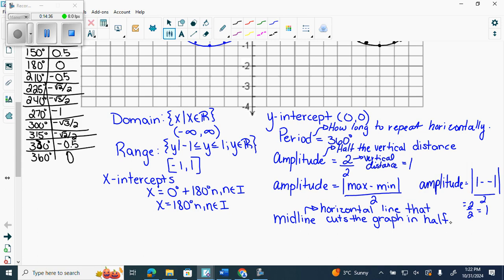X equals 0. So remember, during transformations, they sometimes put a reflection. They could say a reflection in the y-axis, or they could say a reflection in the line x equals 0. X equals 0 is right.